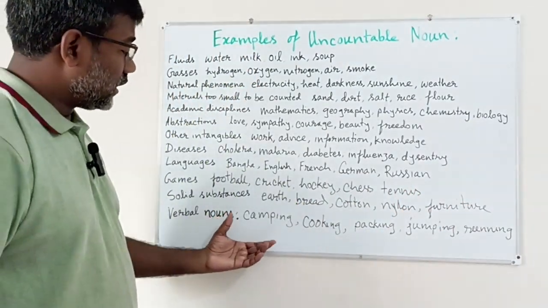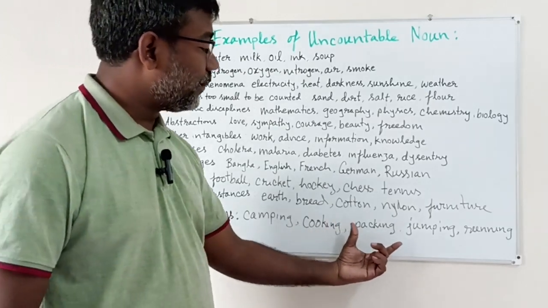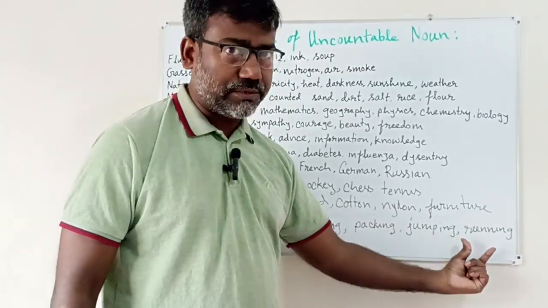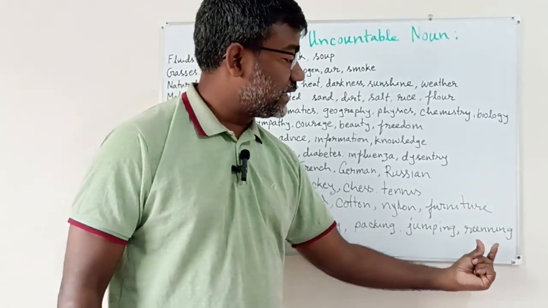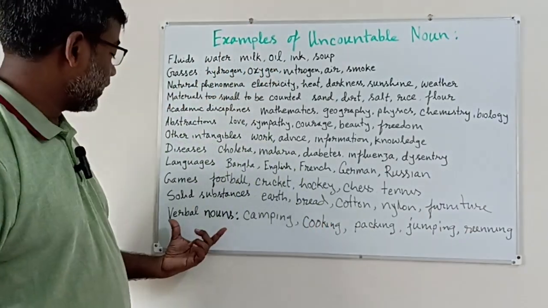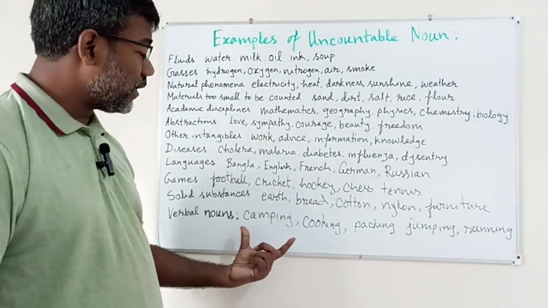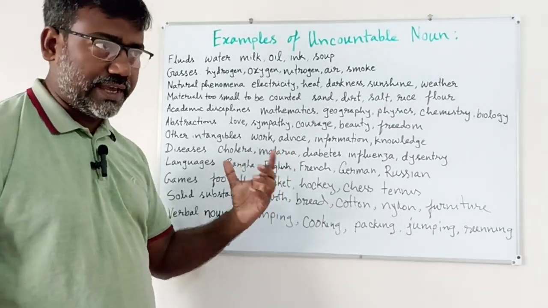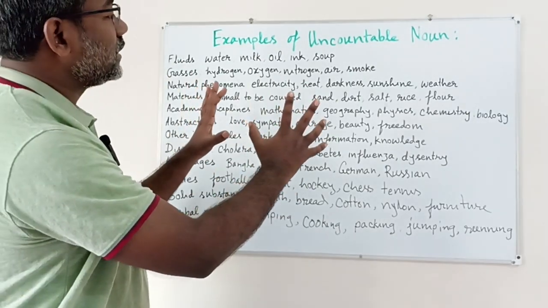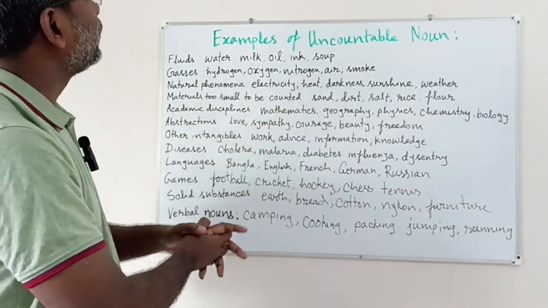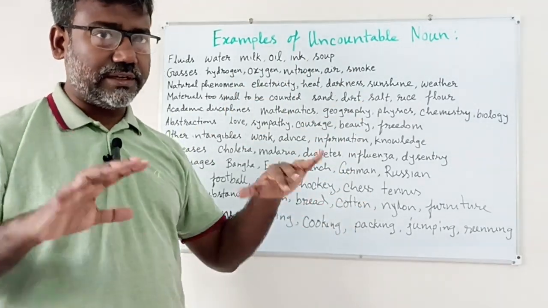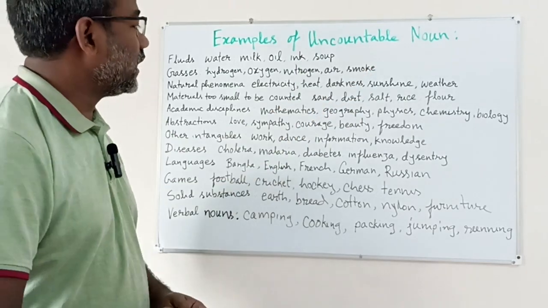Verbal nouns: camping, cooking, packing, jumping, running. You see, these verbal nouns come from verbs by adding ing at the end of the verb. That is, a verbal noun is the name of the action. This is a long list of uncountable nouns. I have shown you this list so that you get an idea of uncountable nouns.